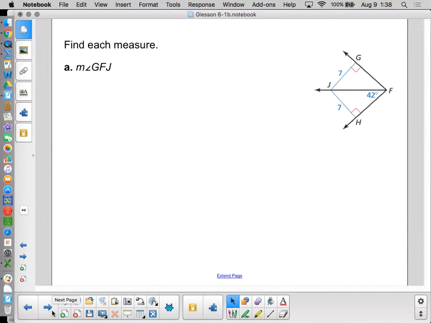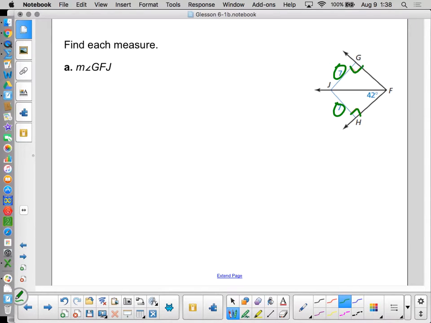All right, find the measure of angle GFJ. Well, we got two choices here, basically. It's either going to be 42 degrees, just like the other angle, or we're not going to have enough information to figure this out. But I do note that GJ is 7, that HJ is 7. They are both right angles, so that is the distance from the side to the point J, which means that FJ must be the angle bisector. If that's the case, 42 degrees for GFJ, we're good to go. GFH, if we need it, is 84.